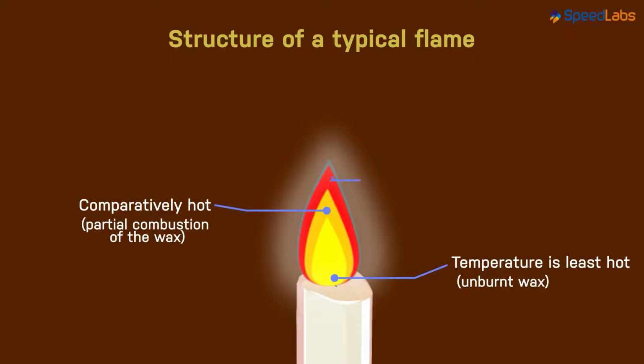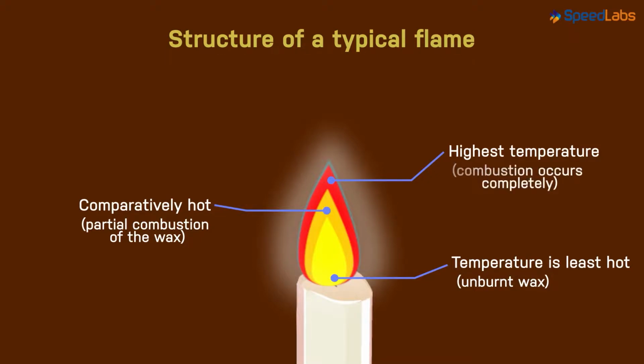Lastly, we have this region which is at the end. This area which lies almost outside the flame is what we're talking about. What do you think will be the temperature of this region? This part, which is the end region of the flame, has the highest temperature. Can you guess the reason for this? It is because that is the region where combustion occurs completely. Complete combustion makes sure that the energy liberated in the form of heat is maximum compared to the others.